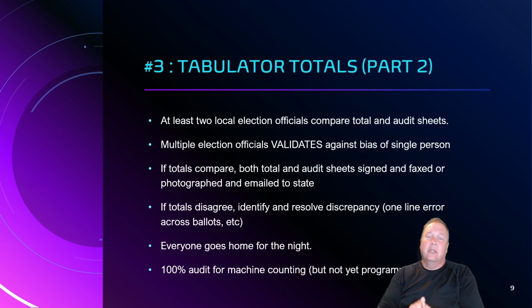Now I have two people, at least, two election officials, go through and compare the sheets. By having at least two people, you make sure that you don't have one person just overlook it, and make sure you don't have any particular biases. If the totals compare and everything matches up, then you sign those total sheets and you either fax them or send them by or take photographs and email them, somehow get a visual image up to the state.